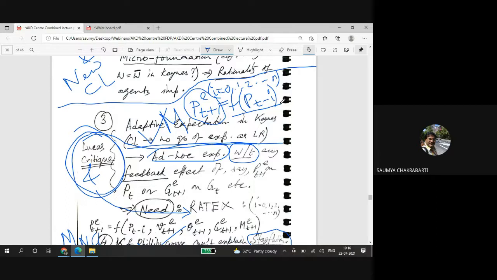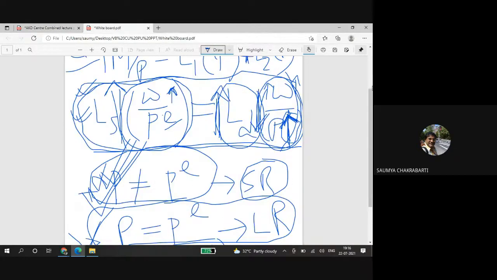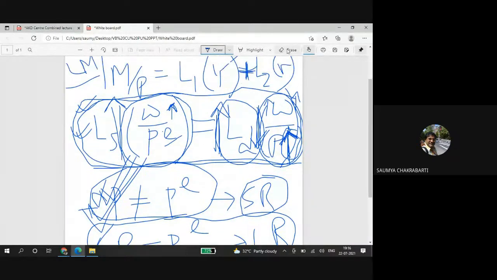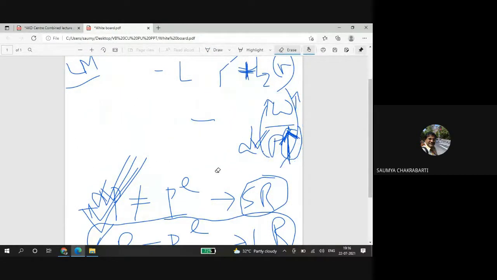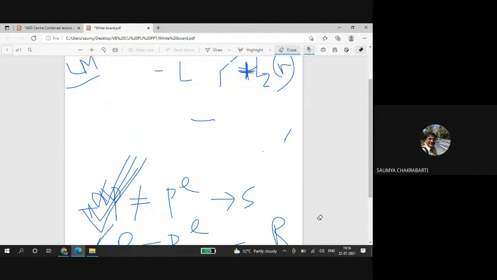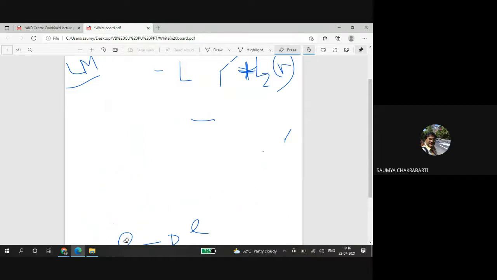Because we know price is dependent on so many factors. And how can you say, so the adaptive expectation expression, as you have seen, that future price is only dependent on the past prices?